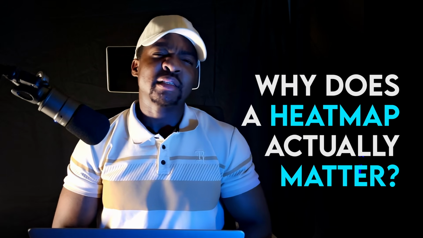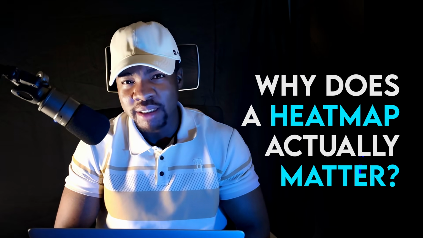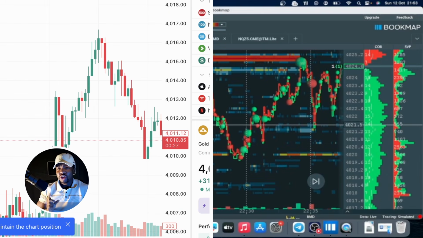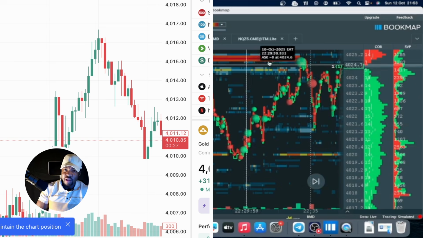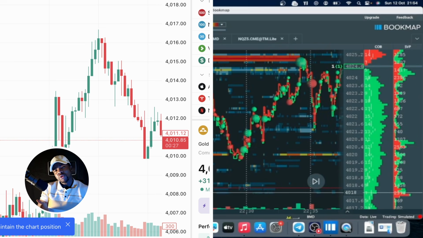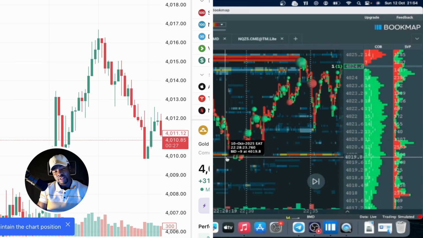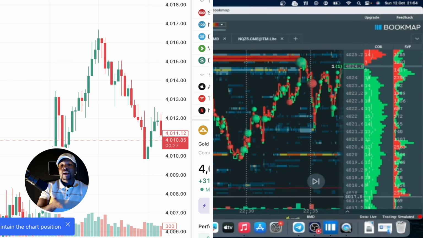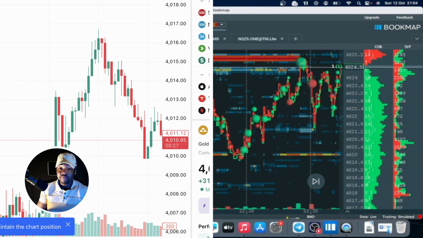Why does the heat map actually matter? The traditional charts only show price after it has moved, but the order book heat map, the COB and the SVP, the session volume profile, the current order book and the order book heat map, they show why it moved and where it will likely move to. You're not reacting to candles anymore, brothers.